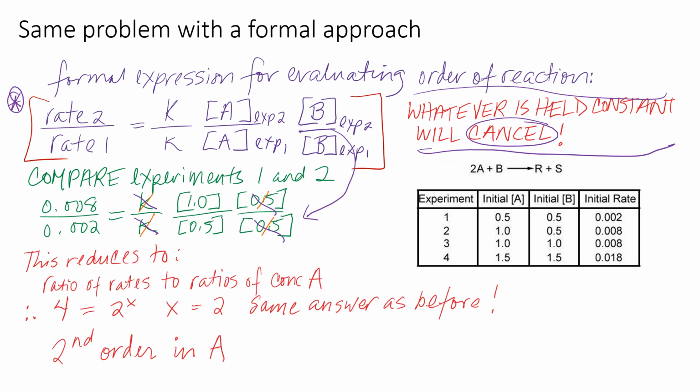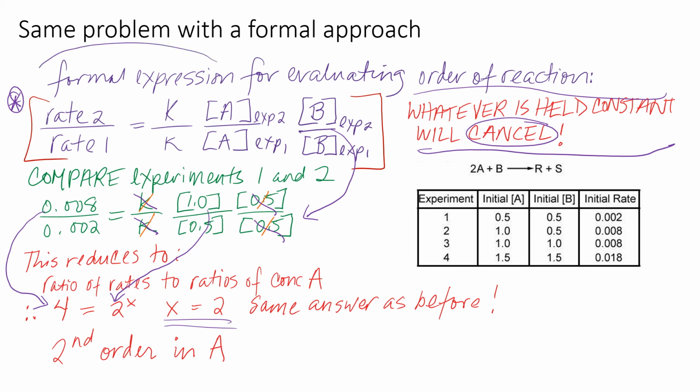What does this reduce to? Well, 0.008 over 0.002 reduces to 4. 1 over 0.5 reduces to 2. And again, our exponent with respect to A is in fact 2. 2 raised to the second power equals 4. And we can say this is second order in A.